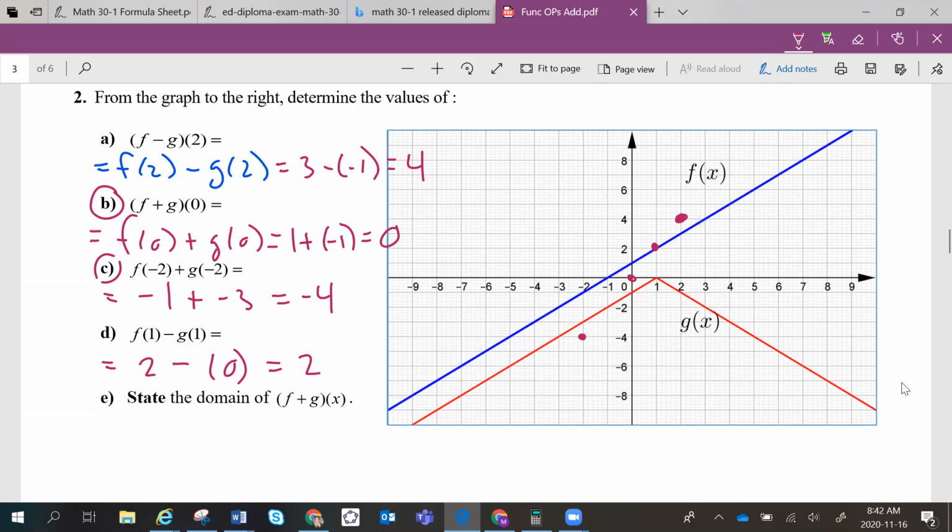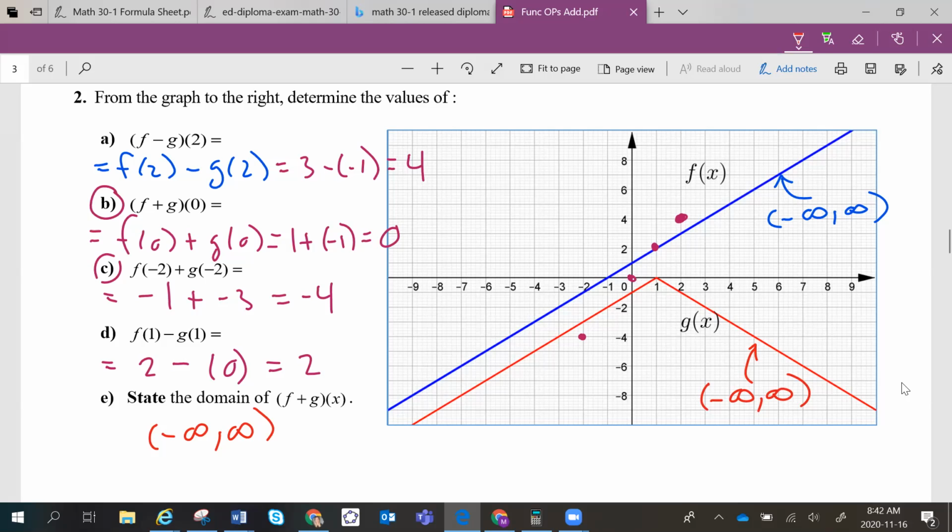Well, the domain, all I'm going to do is look at each function individually. The domain of this one is the real numbers. The domain of g at x is also the real numbers. So if I add these functions together, they're both going to be able to be added everywhere. So the domain of our new function will be the combination of these, which is the real numbers.